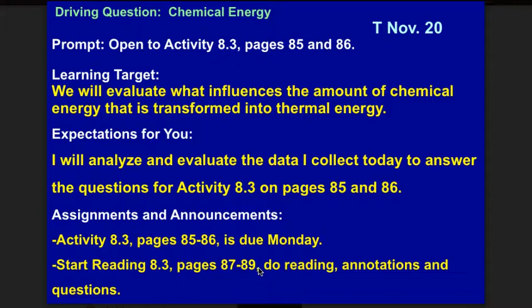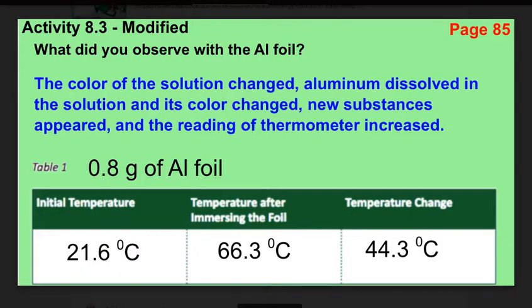So what we're going to do in 8.3 is we're going to manipulate the variables. We're going to change them. So instead of adding 0.5 grams of aluminum foil, we're going to add 0.8. Now your book will say 0.75, but our balances don't go out to the nearest hundredth place. They only go to the nearest tenth. So we're just going to round it up to 0.8 grams of aluminum foil.